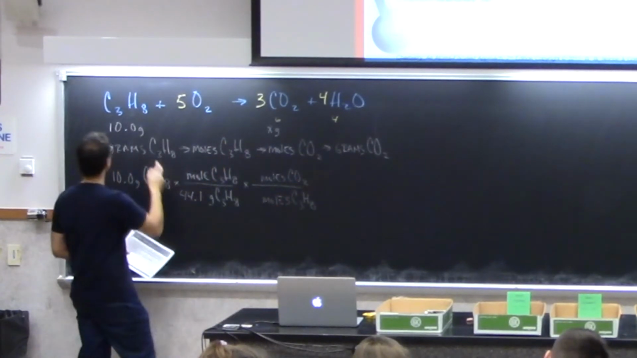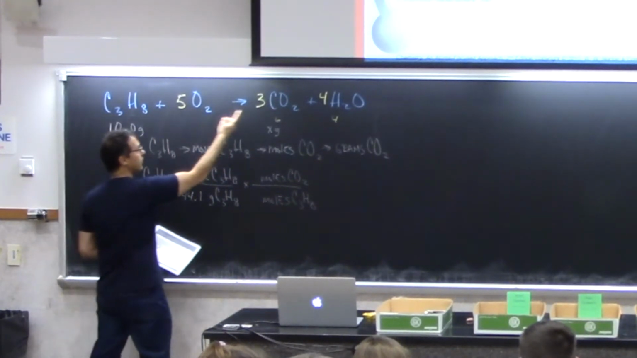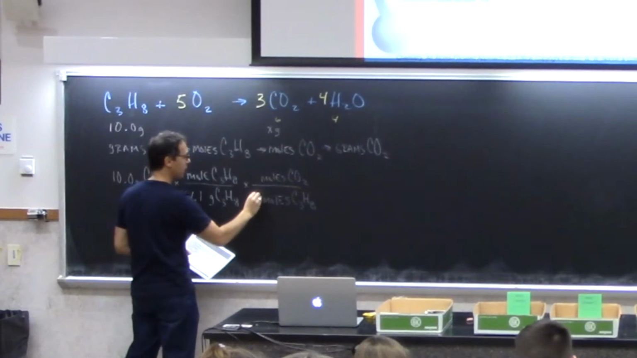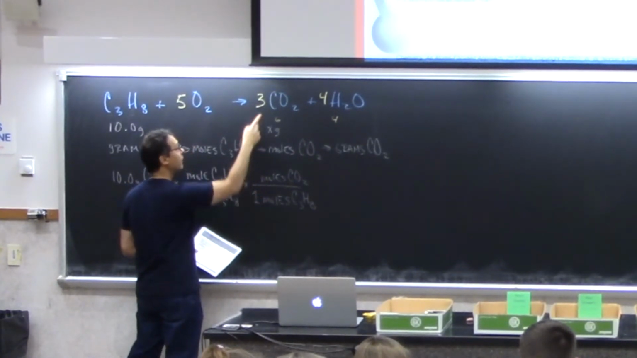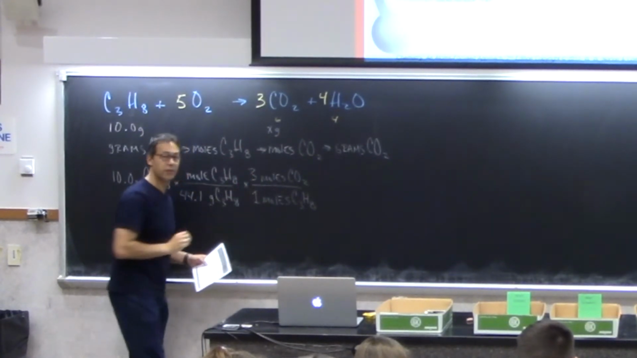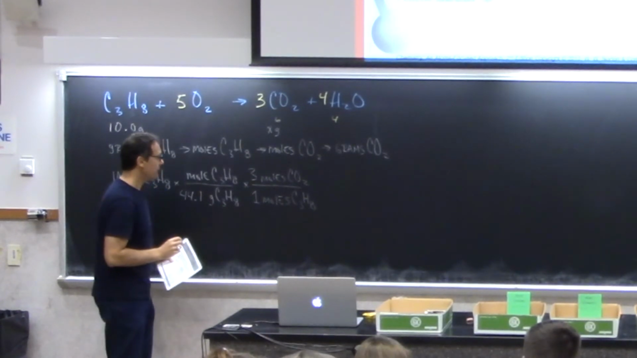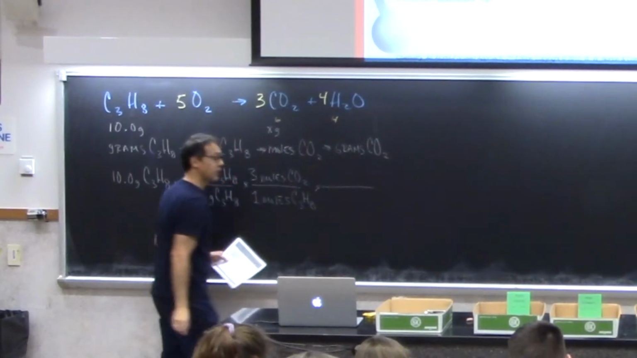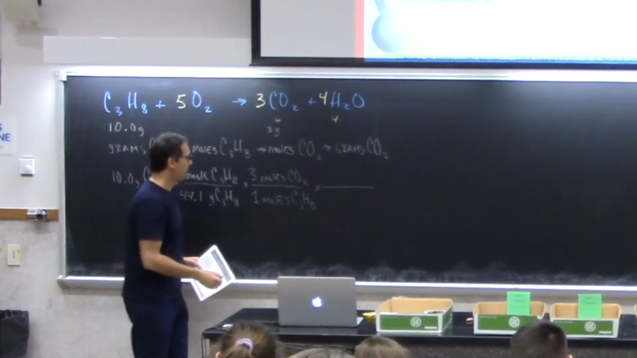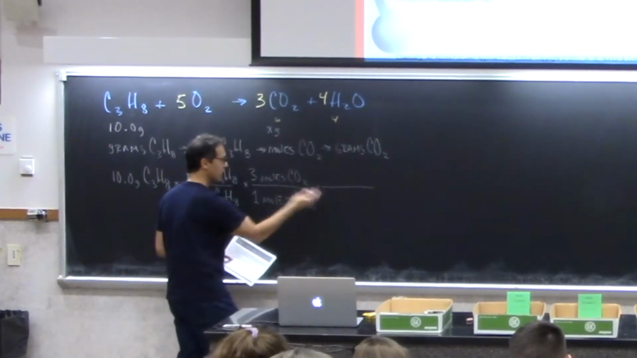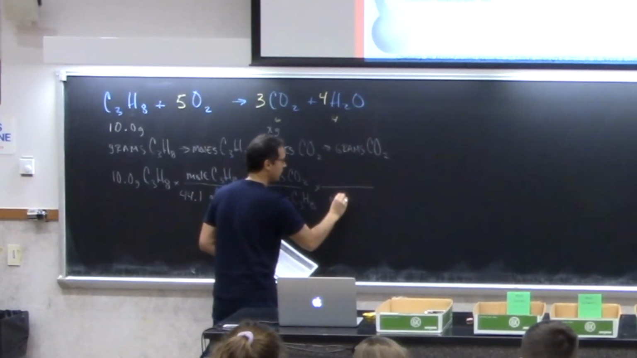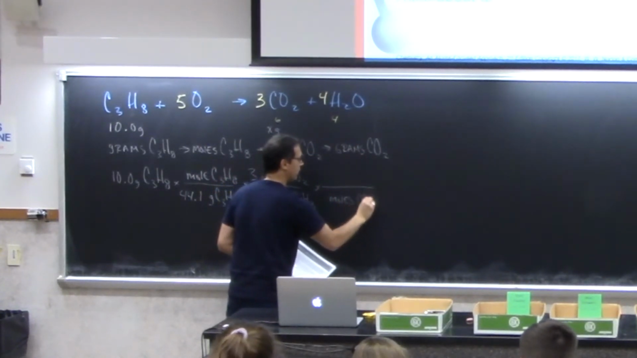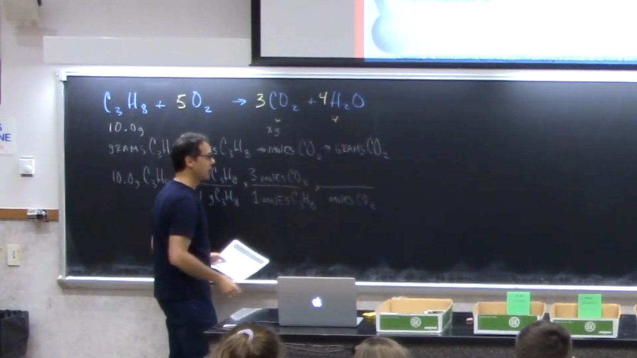And my ratio is 1 to 3. So every 1 mole of propane, I have 3 moles of carbon dioxide. And then lastly, I can convert my carbon dioxide into grams. And so to get my moles to cancel out, I put moles on the bottom, and then grams on the top.